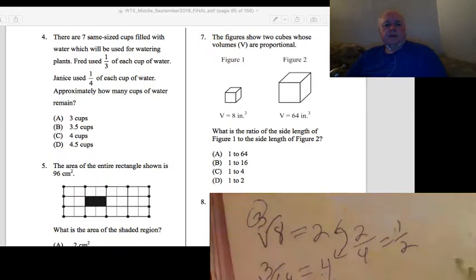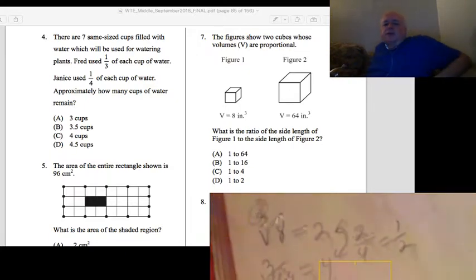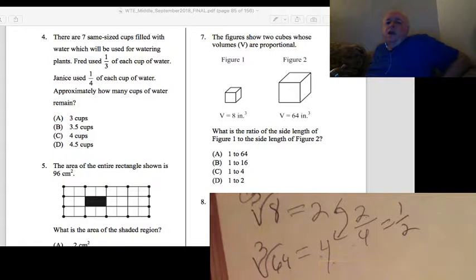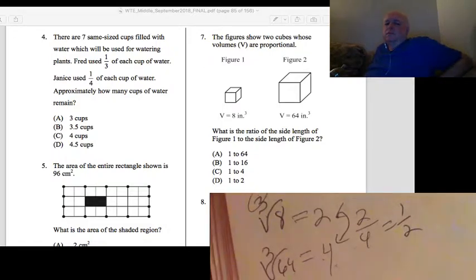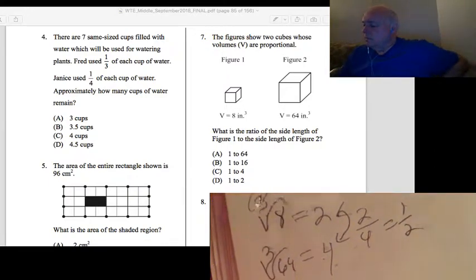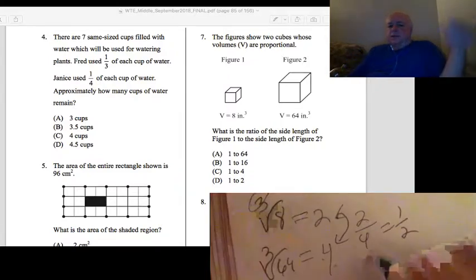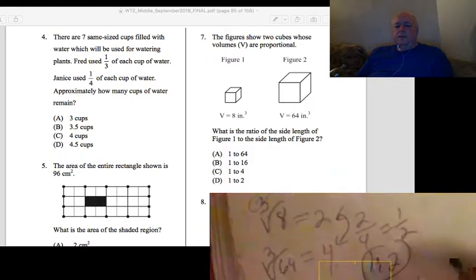And it's specifically asking for the ratio from figure 1 to figure 2, not from figure 2 to figure 1. So the mapping we just reduced is 1 to 2. You can also write this like this, where the colon is read as "to". So it ends up the answer is D. Okay?